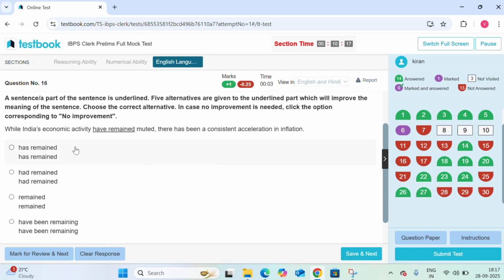Okay. While India's economic activity has remained muted, there has been a consistent acceleration in inflation. While India's economic activity has remained muted.